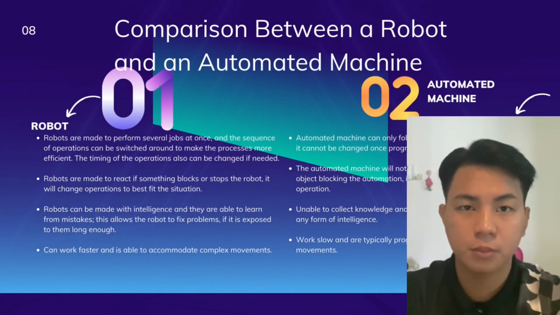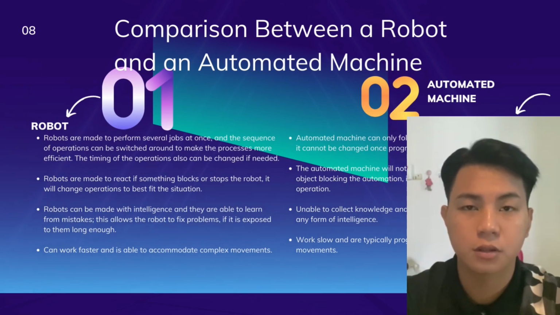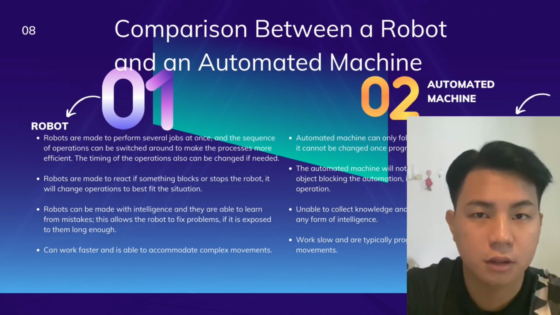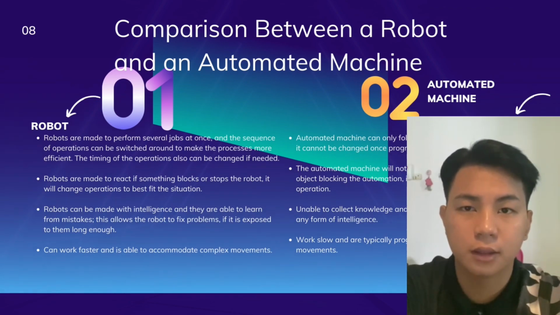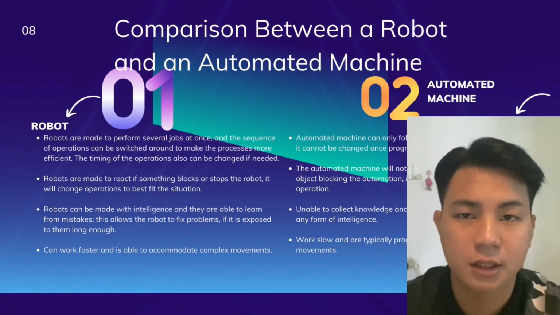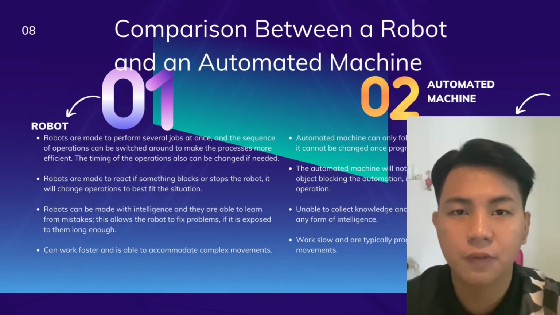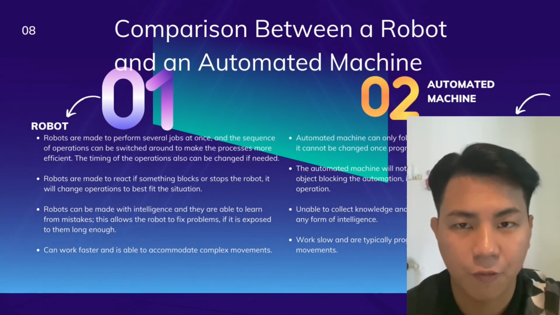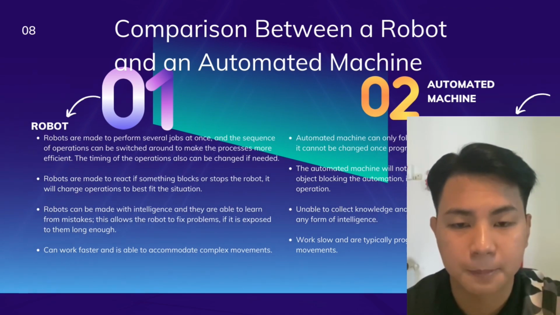So I will talk about the comparison between a robot and an automatic machine. Robots are made to perform several jobs at once. At the switch of operation, they can be swept around to make the process more efficient. The timing of the operation can also be changed if needed. Robots are made to react if something blocks or stops the robot. It will change the operation to best fit the situation. Robots can be made with intelligence, and they are able to learn from mistakes. This allows the robot to fix problems if it is exposed to them long enough, and it can work faster and is able to accommodate complex movement.